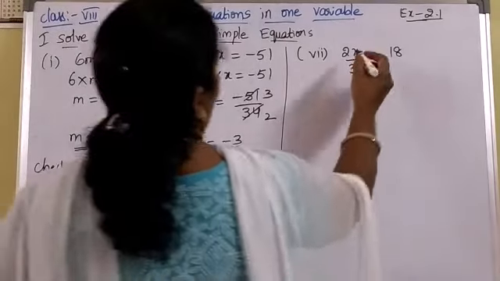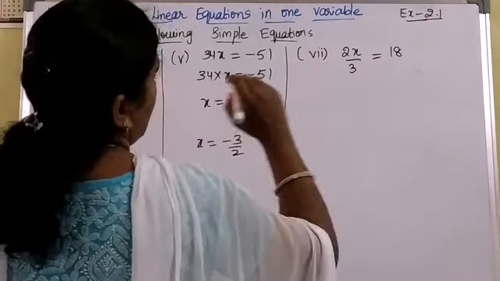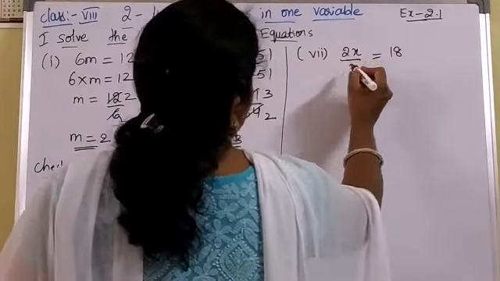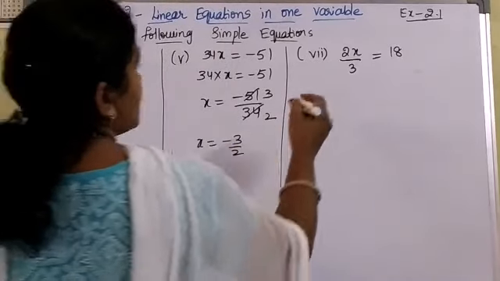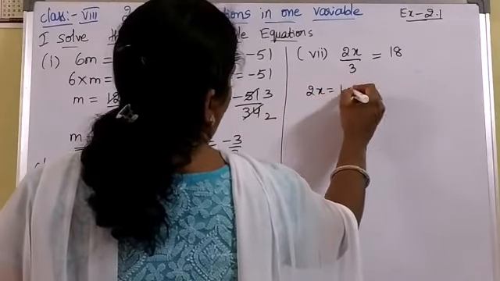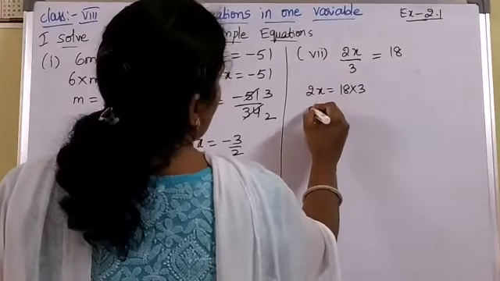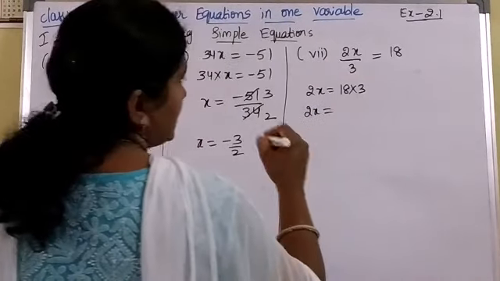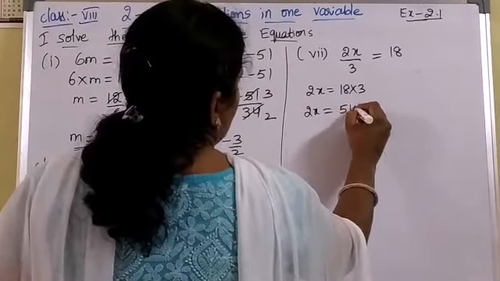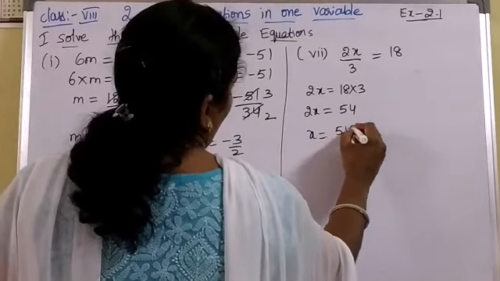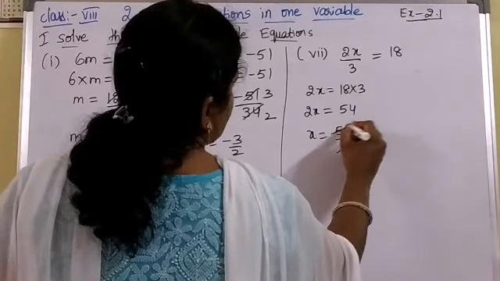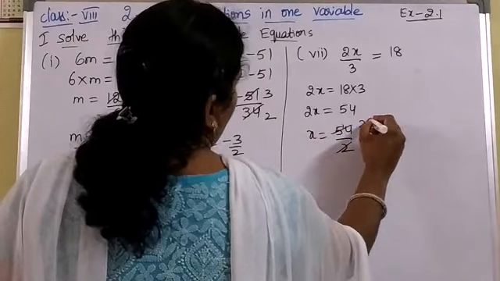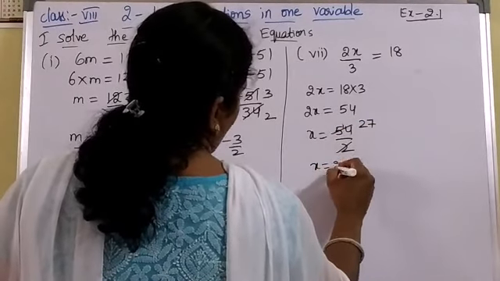Next, the 7th one, 2x by 3 equal to 18. Here 3 is under division. When it transposes to the other side it will become multiplication. So 18 into 3 it will become, right? So 2x is equal to 18 3s are 54. So what is x here? 54 by 2. When you cancel with the 2 table you will get 27. So x is equal to 27.